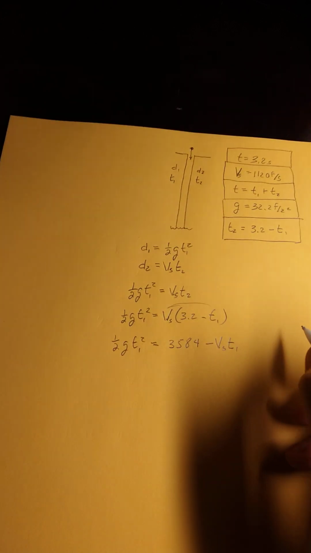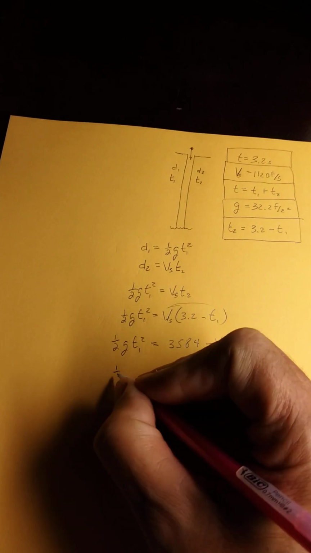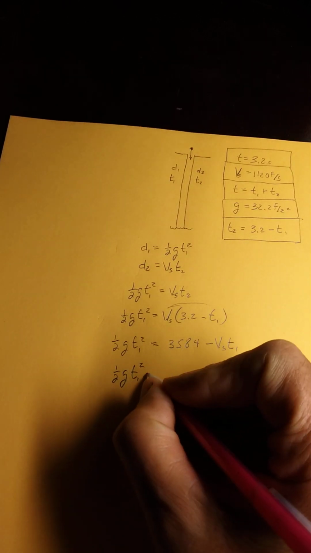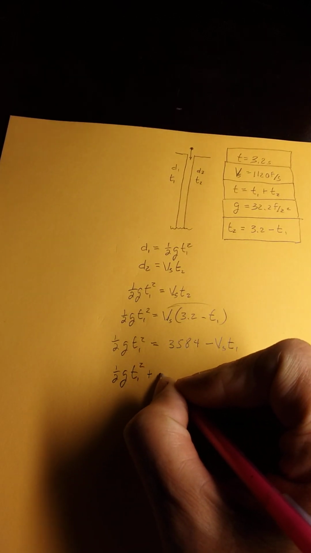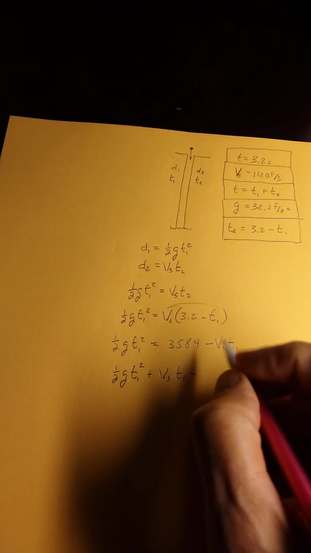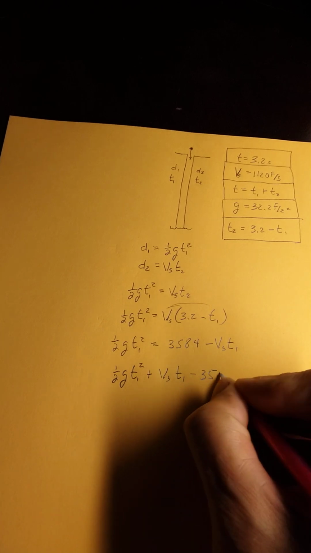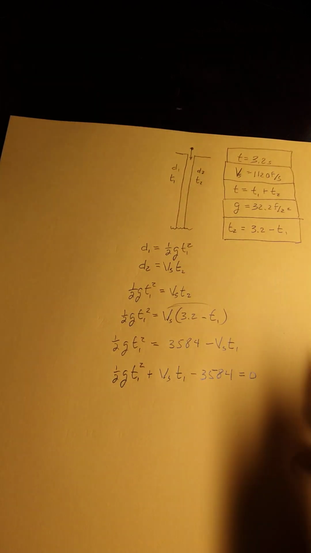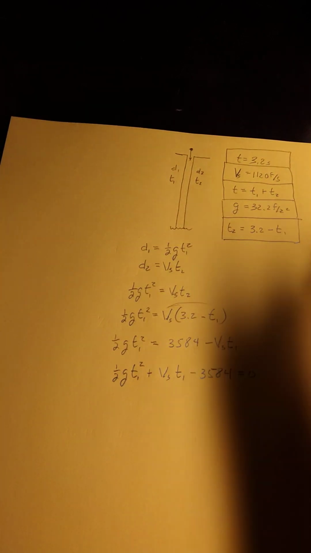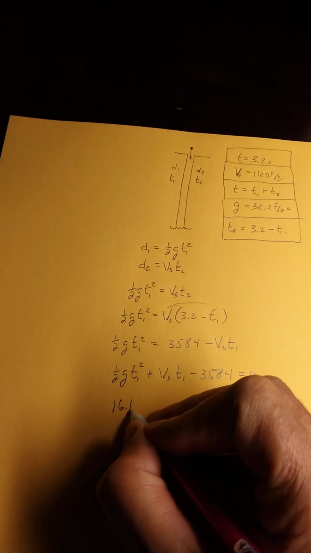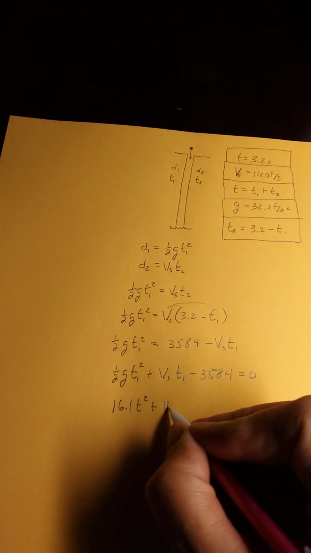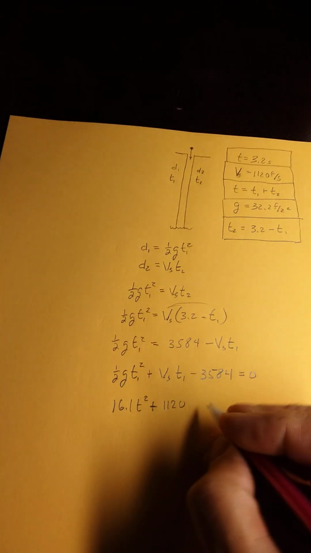Now we're going to make this into a quadratic equation, so we're going to put everything over on the other side. So you have 1/2 g t1 squared. We're going to add this side, so plus the velocity of sound times t1. And then we're going to subtract this amount, which is 3584, and this is going to be equal to 0. We're not quite done yet. Let's put our numbers in. g, which is 32.2, divided by 2, that's 16.1, t squared, plus our velocity of sound, 1120, times time 1.